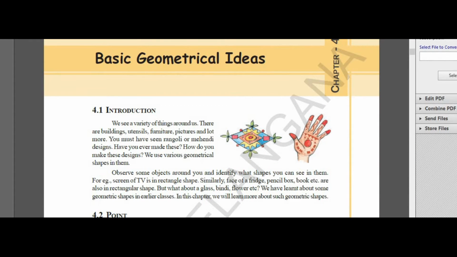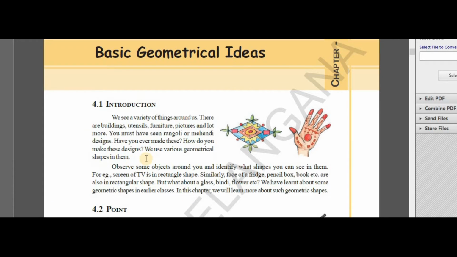So friends, this is the 4th chapter, and here Basic Geometrical Ideas is the chapter name. So here we are going to start. What is this? We'll see now. Introduction. We see a variety of things around us. There are buildings, utensils, meaning the vessels which we use in our kitchen, furniture, pictures, and lot more. Right friends, we are going to see so many things like this.